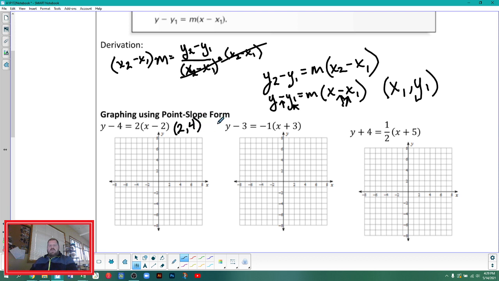So this line goes through the point 2, 4, and it has a slope of 2, or 2 over 1. So it's going to go up 2 and over 1, up 2 and over 1. I can go the other way a couple times, get a better idea of where this line is. And it happens to be right here.